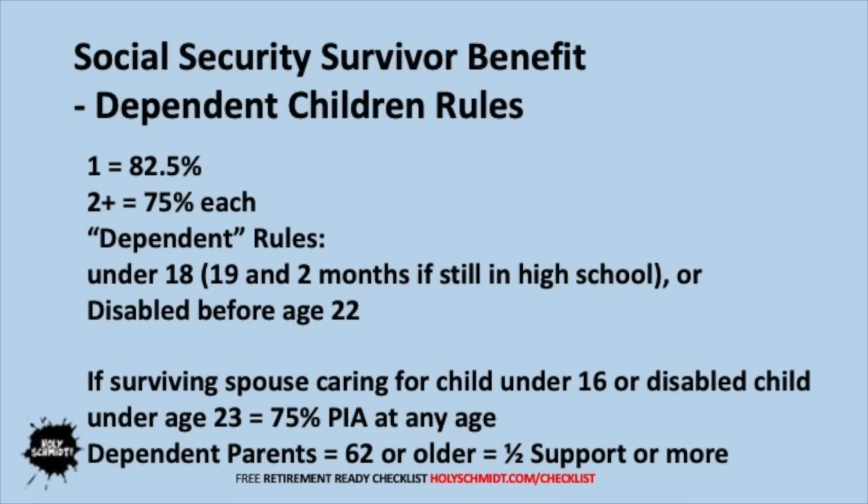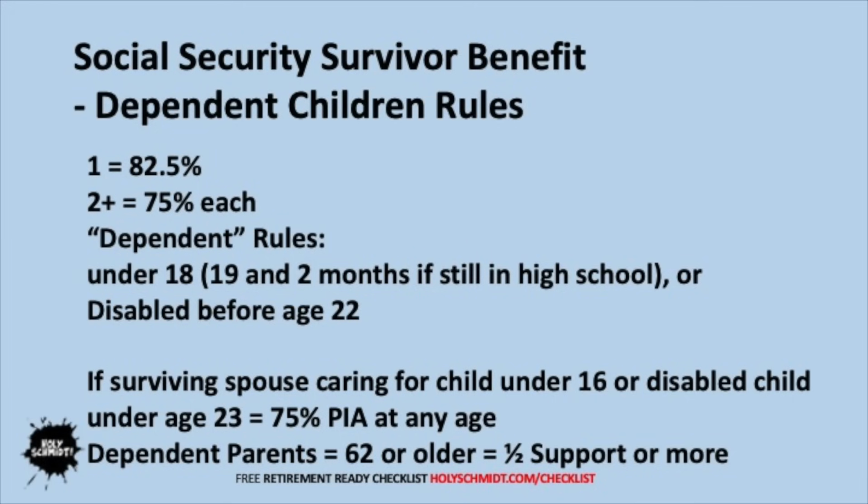Finally, let's talk about dependent benefits. What happens if the surviving spouse is caring for young children, the divorced ex-spouse's benefits, and also the family maximum. First, each dependent child is entitled to survivor benefits. If there's only one, that child is entitled to 82.5% of the primary insurance amount of the deceased. If there's more than one, 75% each of the primary insurance amount. Dependent children are those that are under age 18, or up to 19 years and 2 months if they're still in high school, or if the child is disabled before age 22, they can receive the dependent benefit at any age.